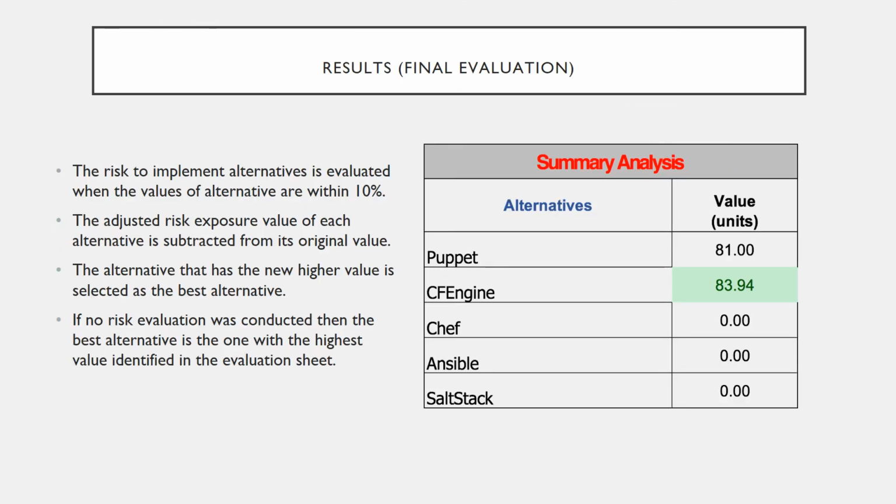This is the table for the final evaluation. This is our final results. So CF Engine was the highest value, 83.94, and Puppet got 81. So after the risk analysis, CF Engine loses some points, but even so it is still considered the best option. So we decided, after this evaluation process, to use CF Engine as our CM tool for the system.